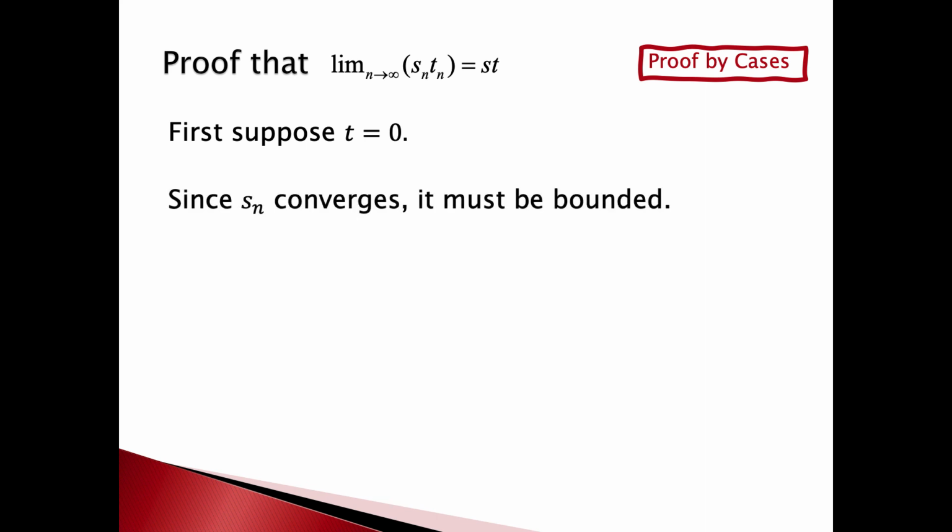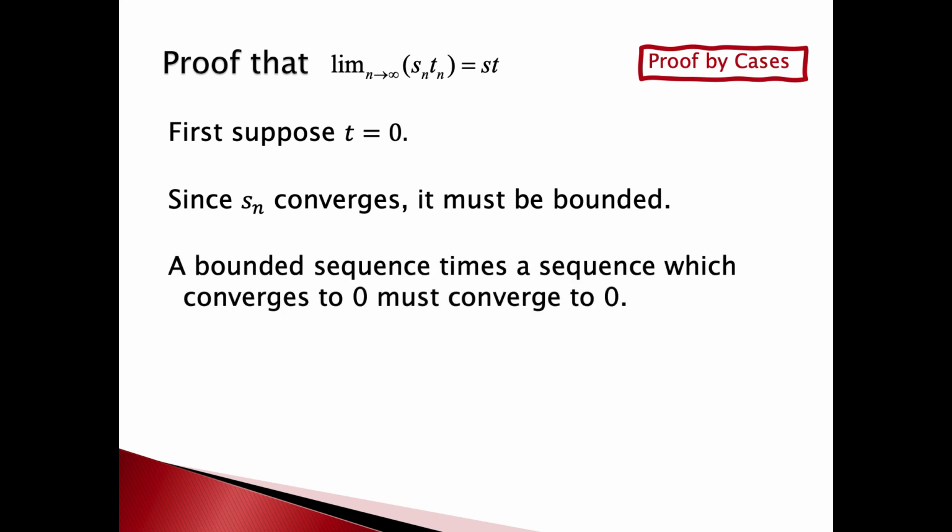Well, notice that since we already know that the Sn's converge, they have to be bounded. Right? And it's not hard to show, and I will leave it for you to show. If you get stuck, email me and I'll go through all the details. But I want you to have a chance to play with it because it's very easy to prove that if you have a bounded sequence times a sequence which converges to 0, then that new product has to converge to 0. And again, it's very straightforward, and you can do that with a straight definition of what it means to converge.